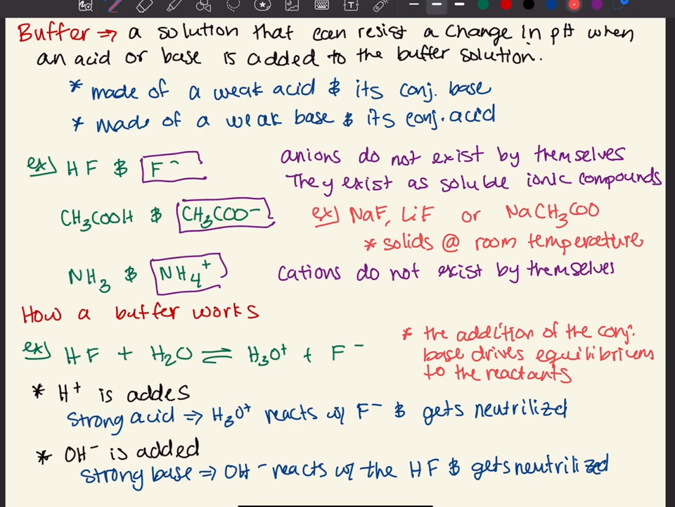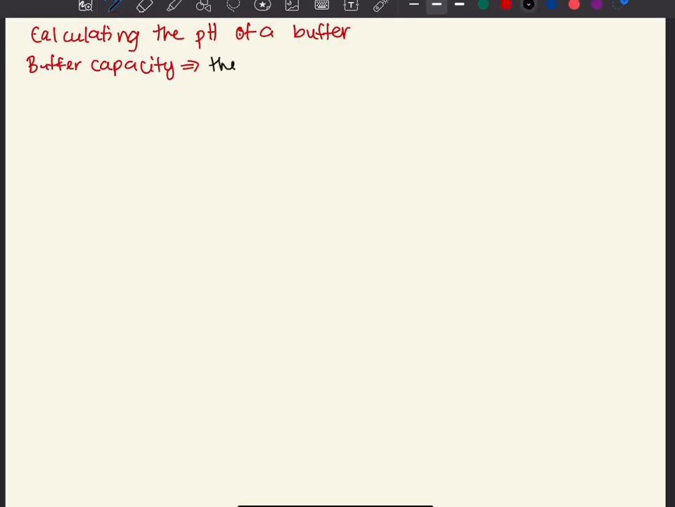So let's look at calculating the pH of a buffer. Now, before we get into the calculations, you have to realize that buffers are not going to work indefinitely. And so we have something that is called the buffer capacity. So the buffer capacity is generally talking about the strength of the buffer.